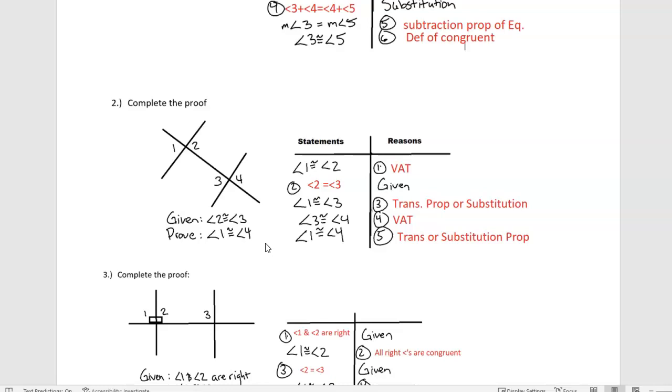The next one says 3 is congruent to 4. Look, it's not the given. And when you look at your diagram, 3 and 4 are vertical angles. So it is a standalone reason. So 3 is congruent to 4 because of the vertical angle theorem.